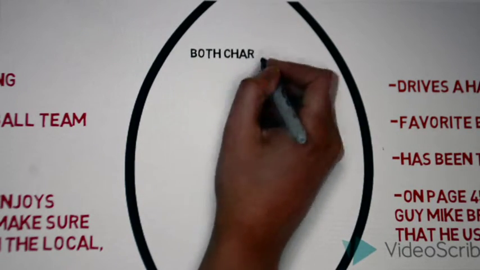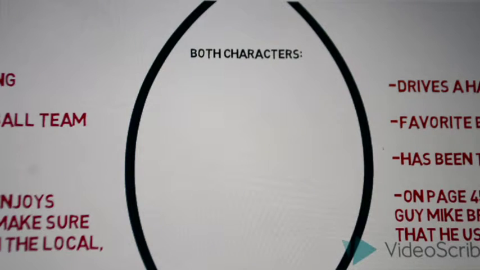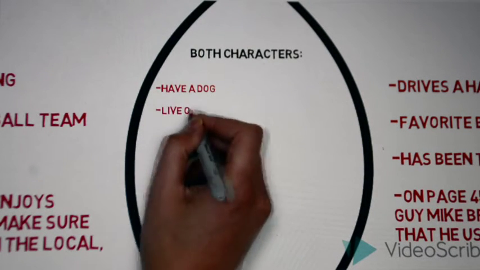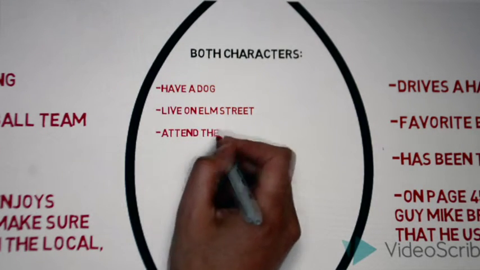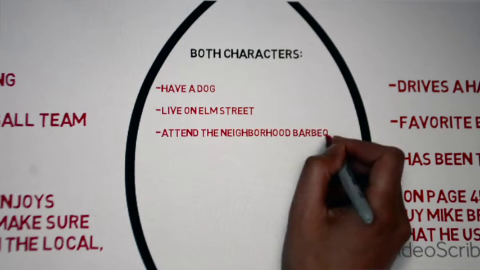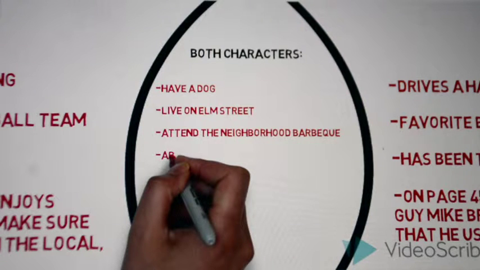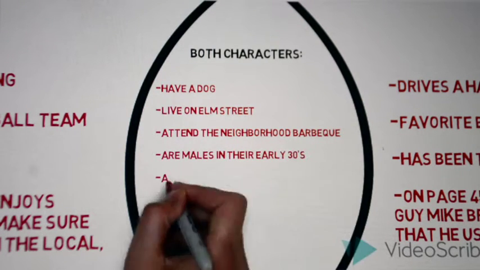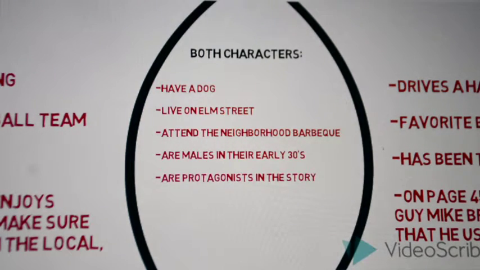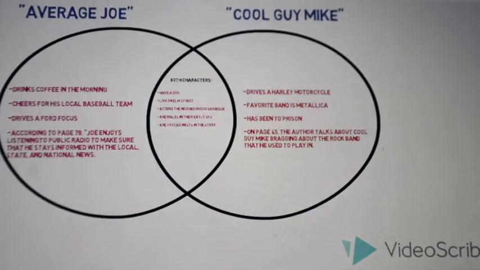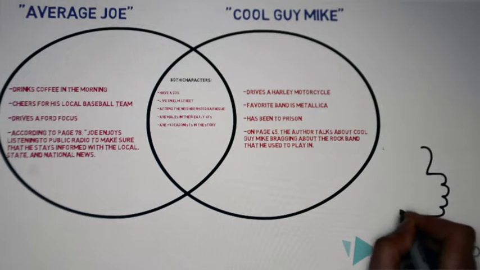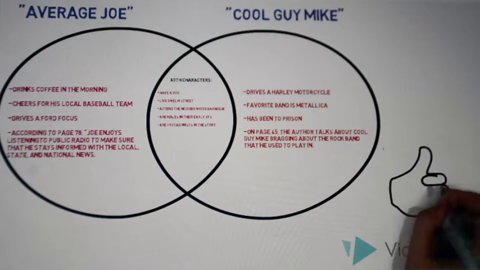So then you'll see that we move to the middle. Now we have in our left-hand column Average Joe, and in our right-hand column Cool Guy Mike, and in the middle, we're going to talk about what these characters might share, or what are some qualities that they both have in common. So we'll talk about how they both have a dog, they both live on the same street, they attend the neighborhood barbecue that's discussed in the story, and they're both males that are relatively the same age, and they're both protagonists in the story.